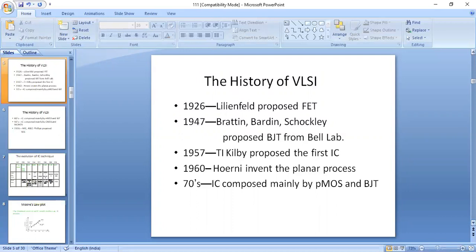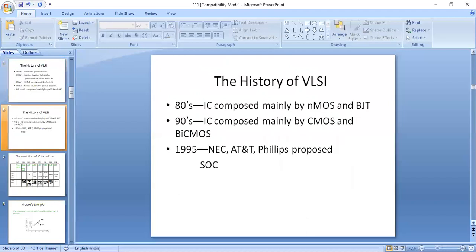Every 18 months, we are increasing the capacity of the integrated circuit. What does this mean? We are increasing the number of elements or transistors used in the chip or the wafer. The number of elements is going to be doubled. So every 18 months, the availability of transistors from a single wafer is going to increase. So this is the history of VLSI.